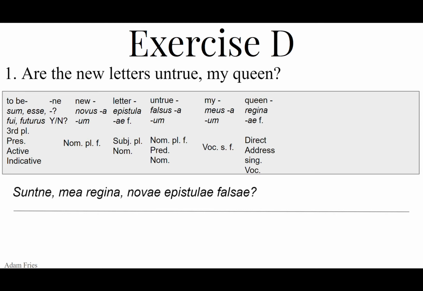And the vocative rarely comes first in the sentence because it looks so similar to the nominative. It's usually postpositive, that is placed after the first or second couple words or idiomatic phrases. So we have sunt-ne, mea regina. Notice I offset it by commas. Novae epistulae falsae. Are, my queen, the new letters untrue? Are the new letters untrue, my queen?